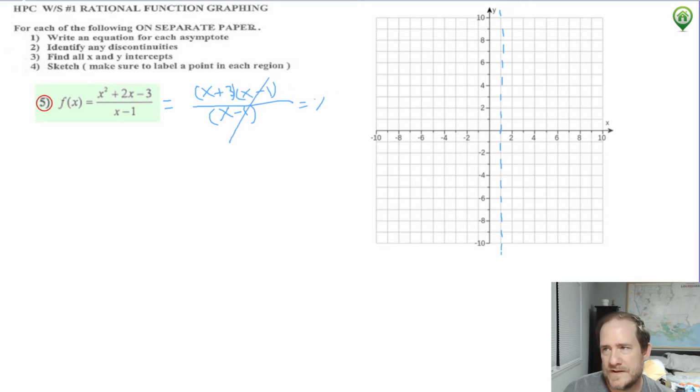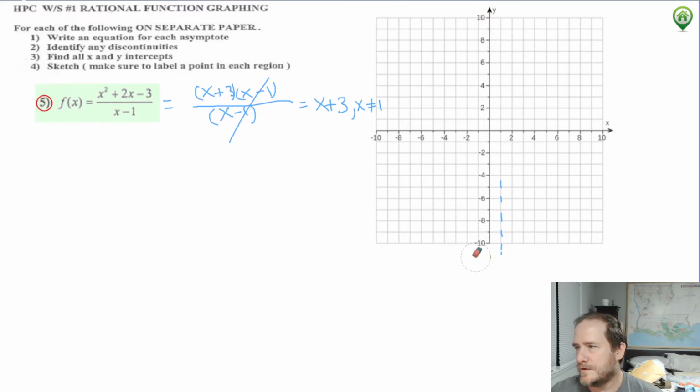And what we actually get is a function that doesn't really look like a rational function at all. It just looks like a linear function. It's just a line. But because we have a removable discontinuity at 1, it'll be a line that has a hole in it. Because our function simplified so much, you don't really need to do any more work. You know that you're just going to get the graph of x plus 3. So you go up to 3.